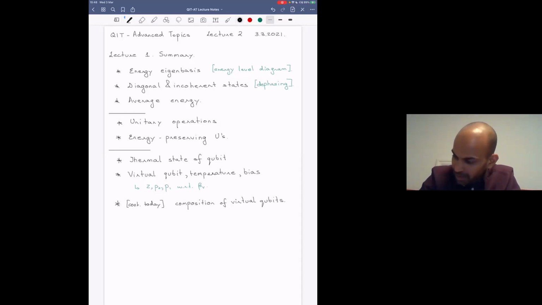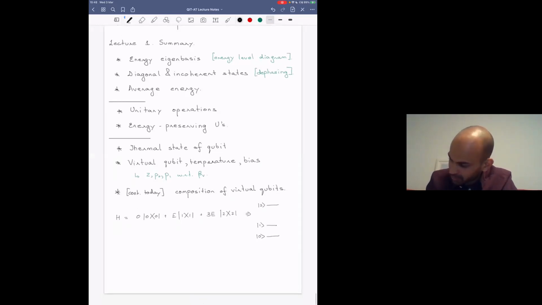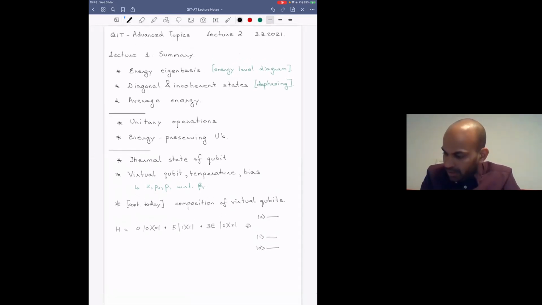So for instance, if we have a Hamiltonian of a qubit, which is 0 times the projector on the state 0, plus E on the state 1, plus let's say 3E on the state 2, then this can be written as an energy level diagram of this form, where this is the state 0, this is state 1, and this is state 2. And such diagrams will become quite useful when we are constructing different scenarios.